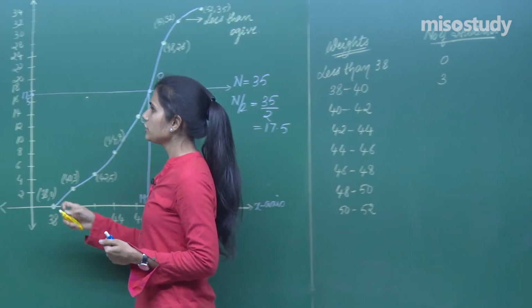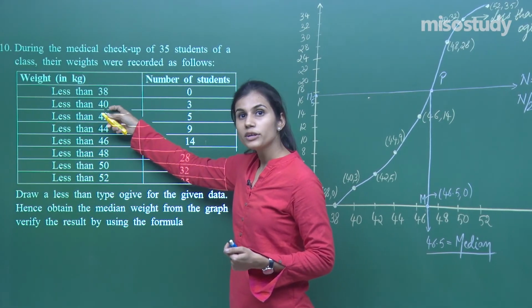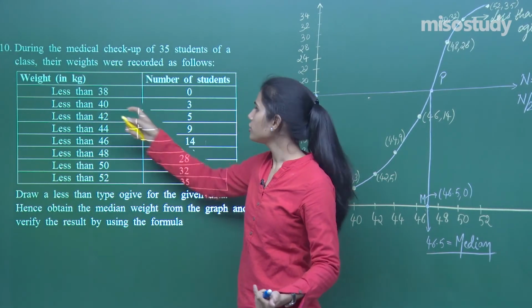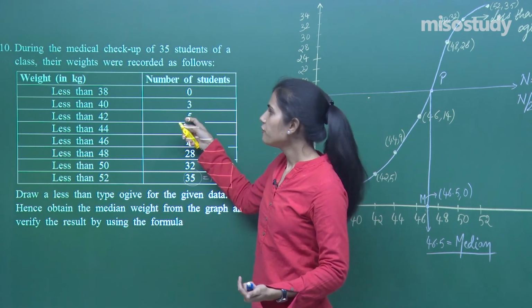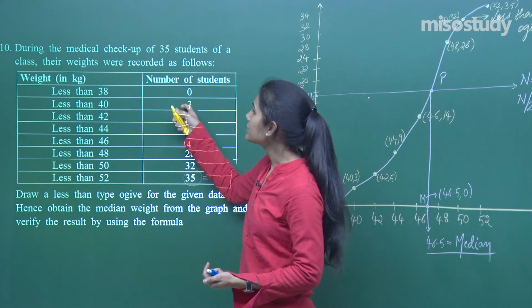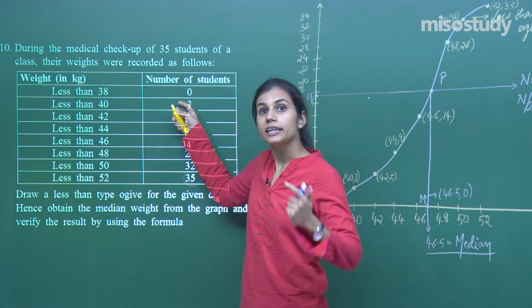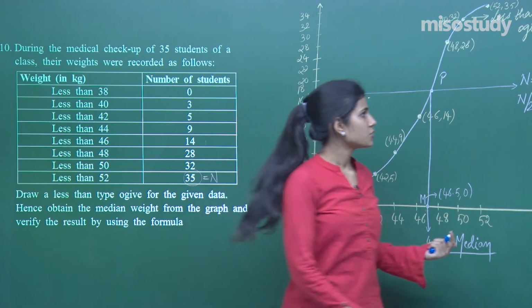From 40 to 42, 3 students have weight less than 40. Right? I want weight greater than 40, less than 42. So what is it? 5 students have weight less than 42, out of which 3 students have weight less than 40. That means 2 students are there which have weight greater than 40 and less than 42. So here I will have 2.